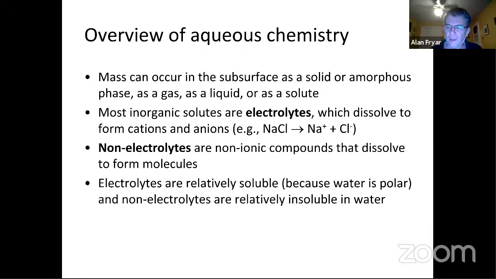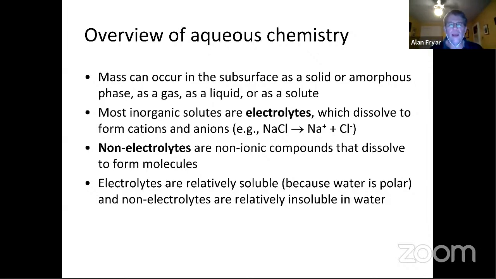And I realize that some of you may be familiar with this already. For others, maybe you have had this information previously, but it has been a while. So, of course, mass can occur beneath Earth's surface or on or above the surface as a solid or as an amorphous phase. Sometimes we call amorphous phases solids, but strictly speaking, the definition of a solid is something that has long-range molecular order. So for example, a crystal is a solid, but glass is not, because glass doesn't have the long-range molecular order.